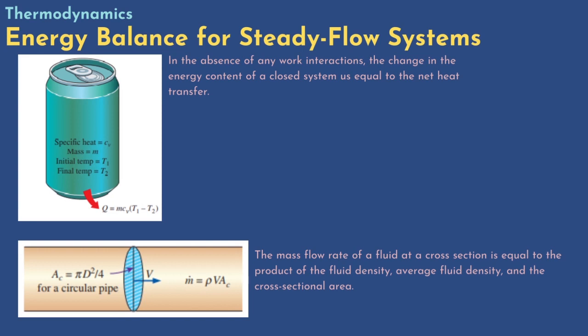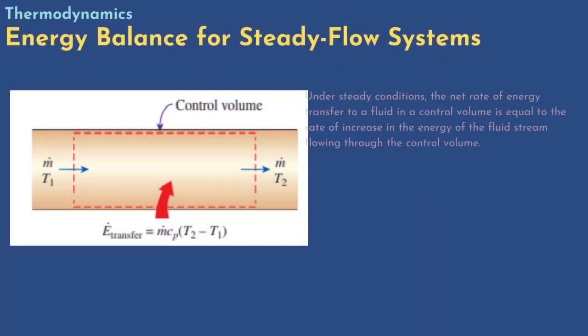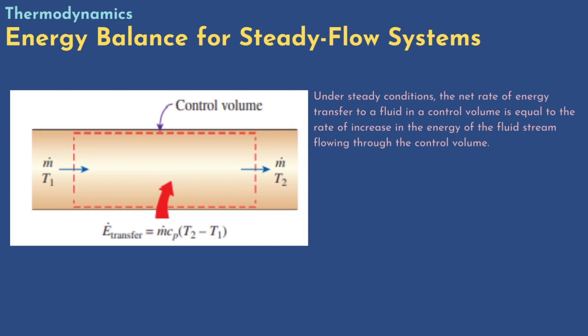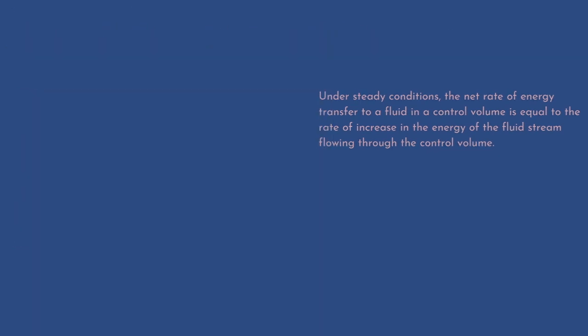In the absence of any work interactions, the change in the energy content of a closed system is equal to the net heat transfer. The mass flow rate of a fluid at a cross-section is equal to the product of the average fluid density and the cross-sectional area. Under steady conditions, the net rate of energy transferred to a fluid in a control volume is equal to the rate of increase in the energy of the fluid stream flowing through the control volume.